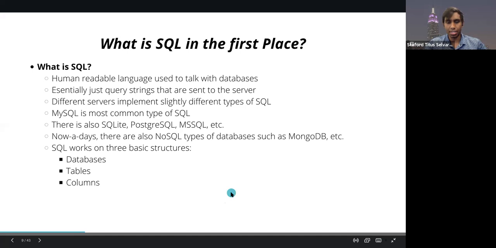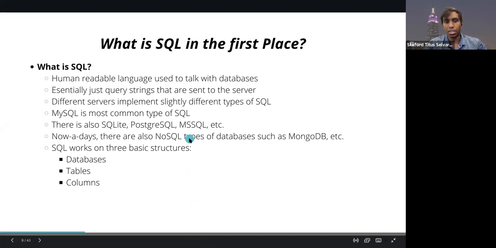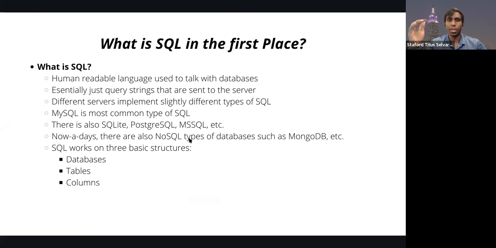Nowadays, like I said, there are also NoSQL types of databases, such as MongoDB and Google's Firebase. So there are so many more databases like that. And SQL works on three basic structures: database, tables, and columns. That's a hierarchy. The database is the topmost. A database consists of several tables, and the tables consist of several columns, with the columns having values within them.